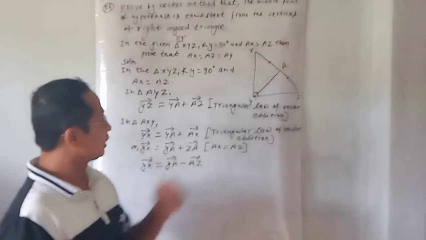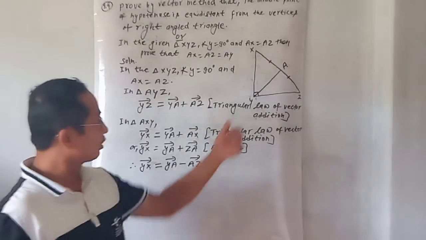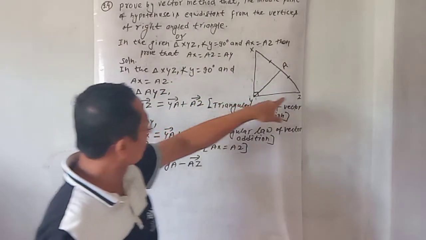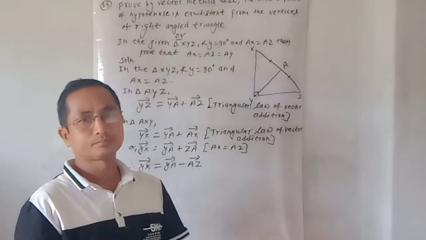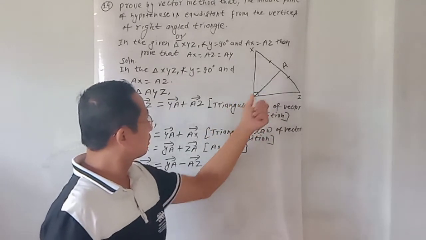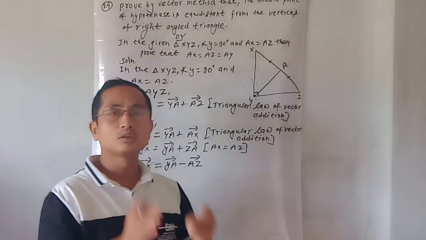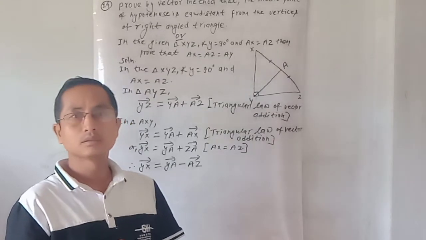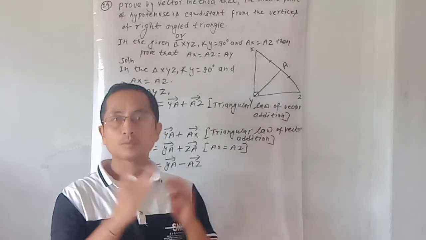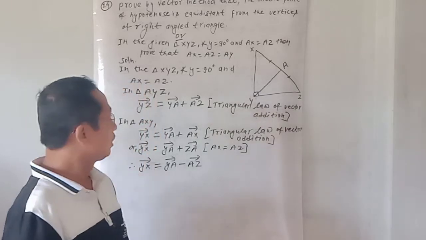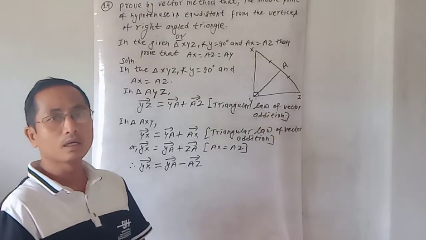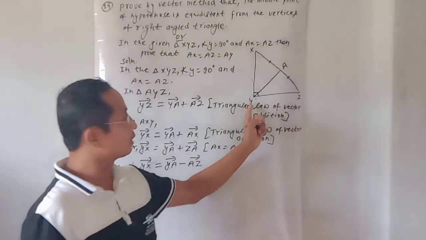And the question has told angle Y is 90 degree. It means YX and YZ are perpendicular since angle Y is 90 degree. So vector YX dot YZ is equal to 0. In the perpendicular case, when vector A dot vector B is equal to 0, vector A and B are perpendicular, we have studied. So as the vector YX and YZ are perpendicular, vector YX dot vector YZ is equal to 0.